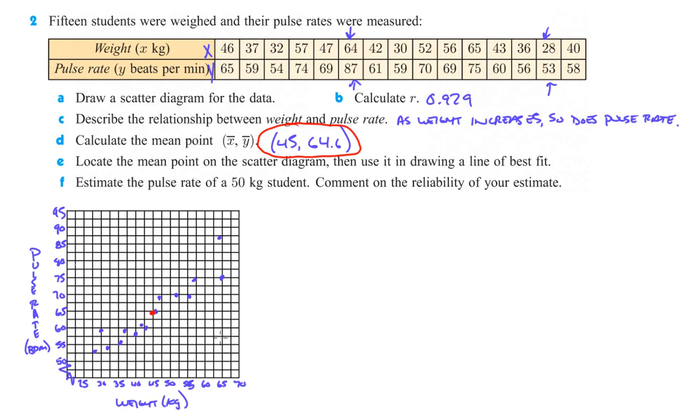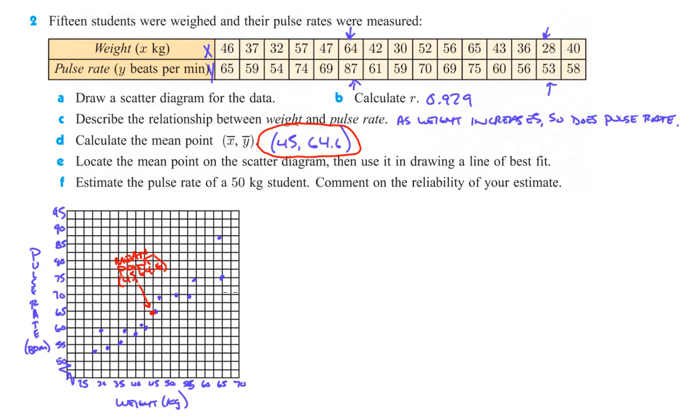That's our mean point. If you're doing this on your test, it's easy for us to show what the mean point is because it's red. I would even draw a point here, label it mean point, and maybe even give the data, 45 and 64.6. Then they know that you know that that's the mean point, okay? And then use it in drawing the line of best fit.